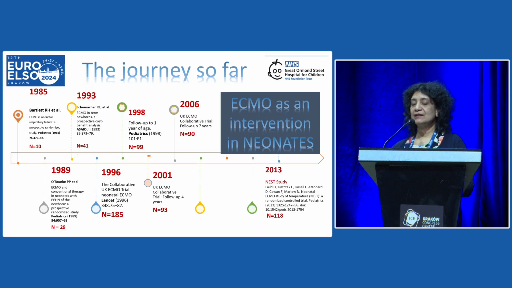So let's have a quick look at the research journey so far for ECMO in children. As I said earlier, 1985 was the first publication, and you can see this was by Professor Bartlett. We call him the father of ECMO. It started off with 10 patients. That went on to the O'Rourke study in 1989, 29 patients, and in 1993, 41 patients were enrolled by Schumacher et al. And all these studies showed that there was a survival advantage.